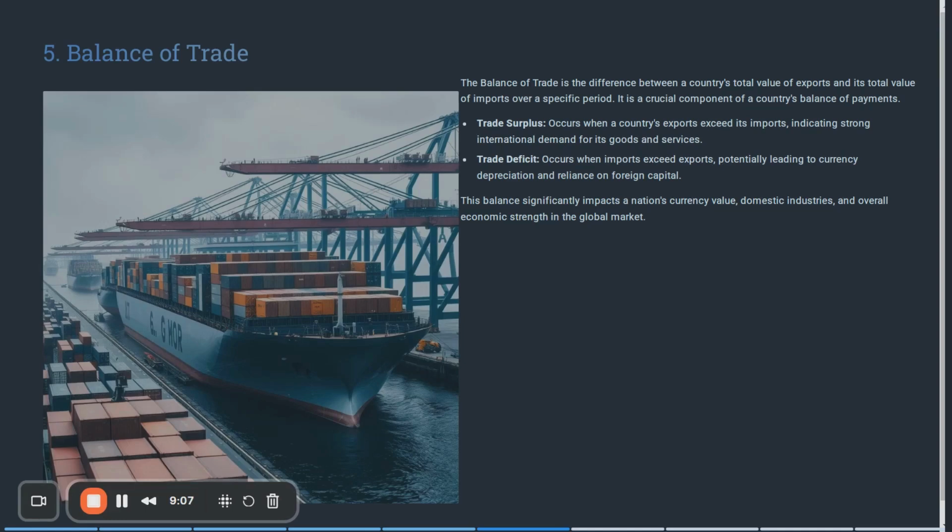So, what is balance of payments? Balance of payments refers to a trade surplus or trade deficit. So, what is a trade surplus? A trade surplus refers to when a country's exports exceed its imports, which is a good thing for the nation.